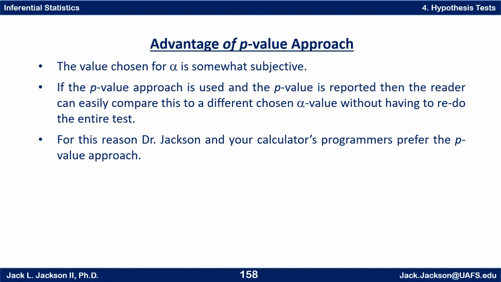So for example, if I read a journal and they're using an alpha of say 0.1 and they make a conclusion based on that, as long as they report the p-value, if I say, wait a minute, I'm not comfortable with an alpha of 0.1, I want to use an alpha of 0.05 instead, or even smaller, 0.01, then I can compare that p-value to my alpha without doing anything else. And so for that reason, I and your calculators' programmers prefer the p-value approach.